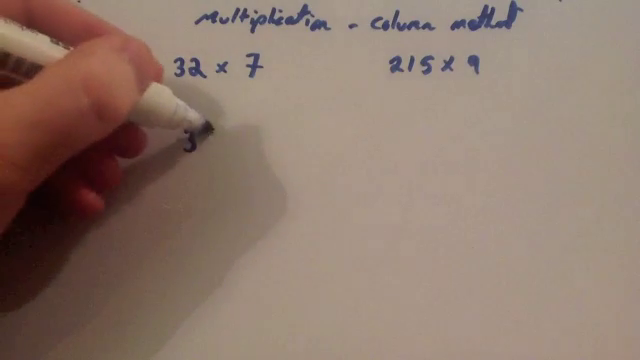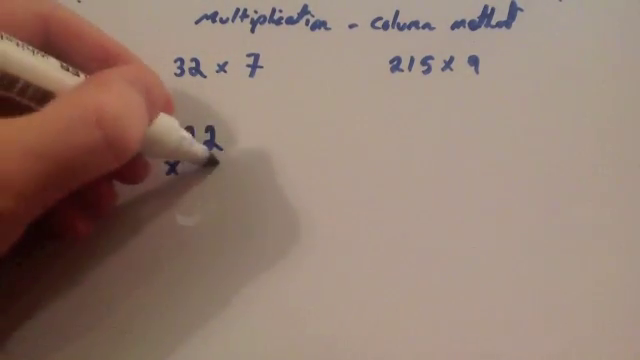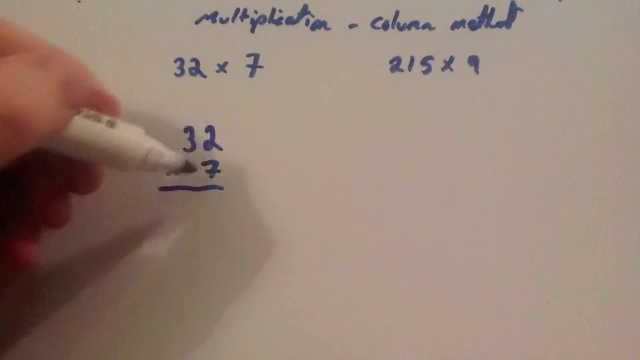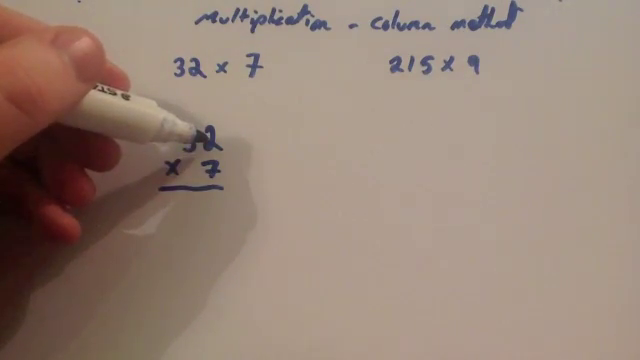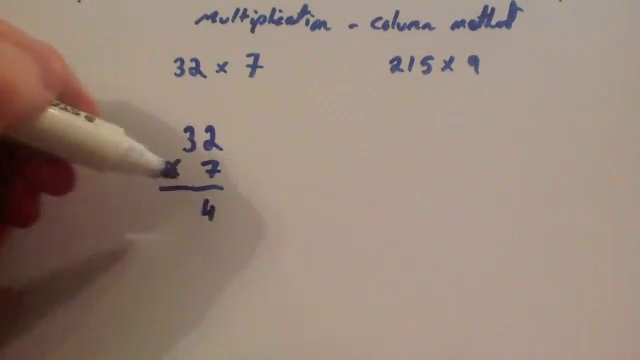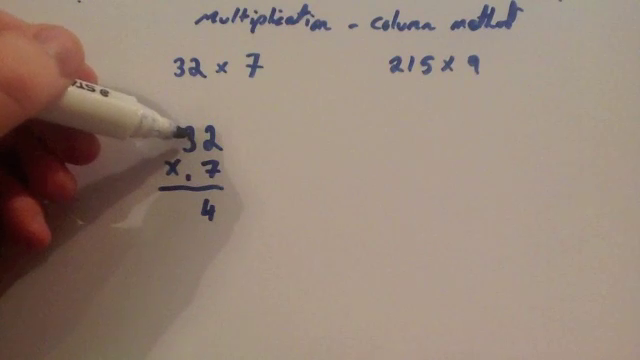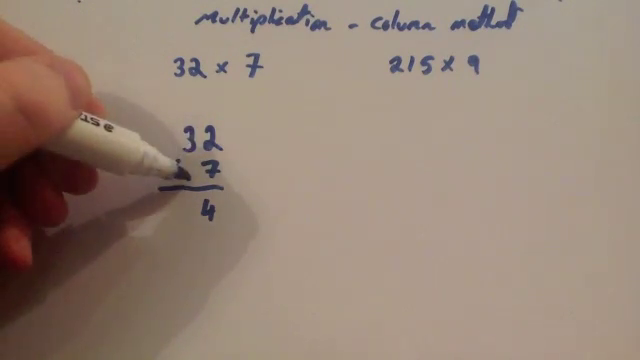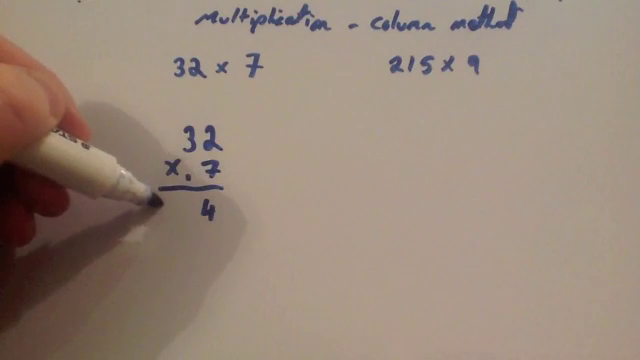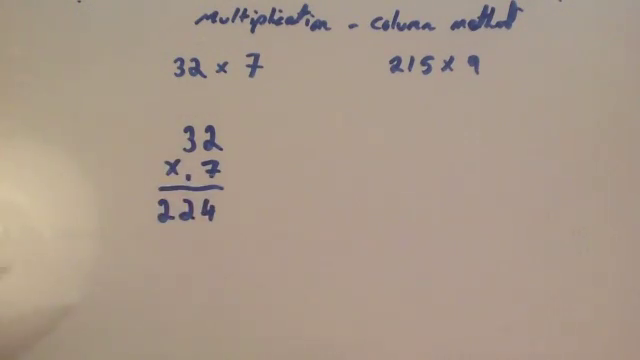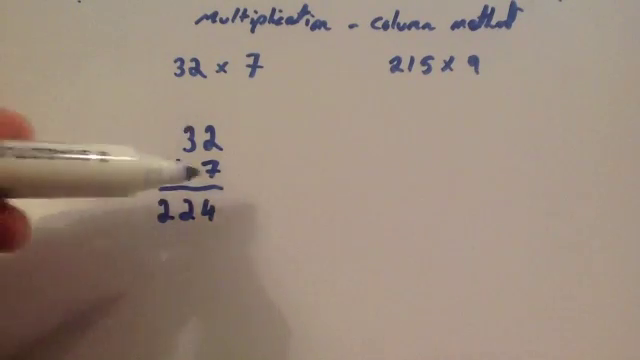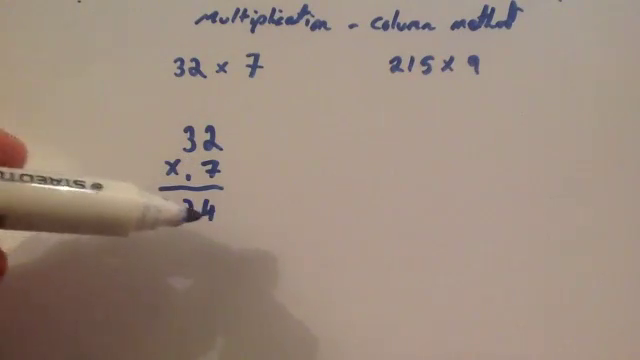So we've got 32 multiplied by 7. So, you do 7 times 2, which is 14. You put the 4 down into the units column, and you put the 1 from the 14 here. You carry it over. 7 times 3 is 21, plus the 1 is 22. So you put down 22. So 32 multiplied by 7 is 224.